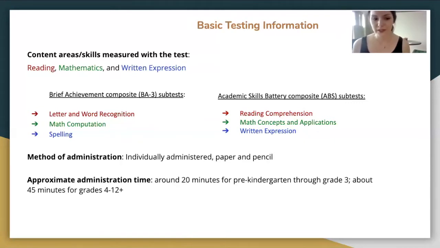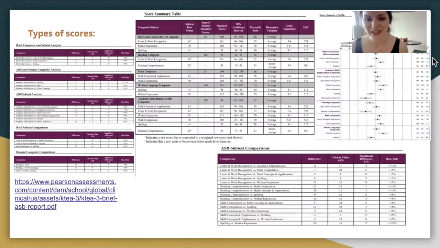The test is individually administered using paper and pencil. And approximate administration time is around 20 minutes for younger kids from pre-kindergarten through grade 3, and about 45 minutes for grades 4 to 12 plus. And here are types of score. So first of all, there's comparison to age or grade level.